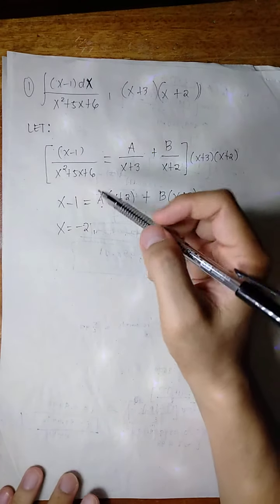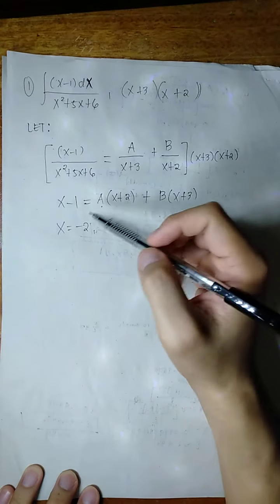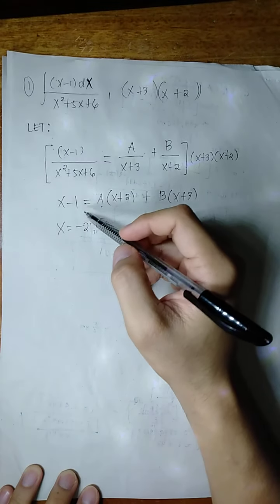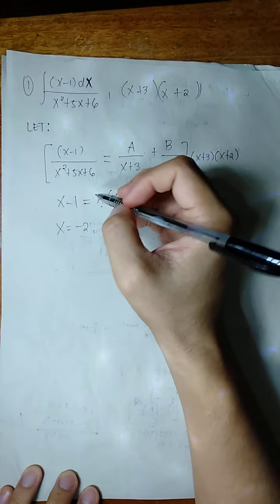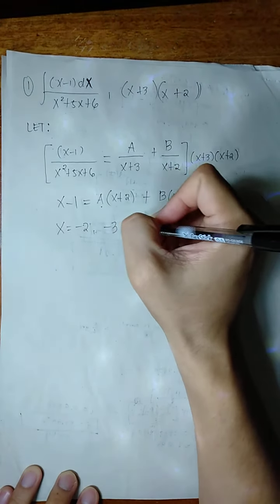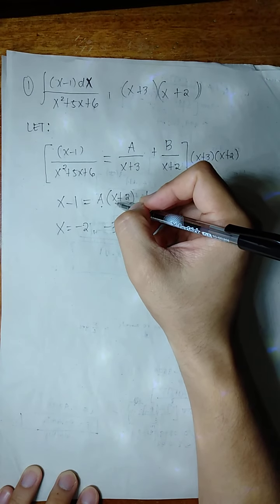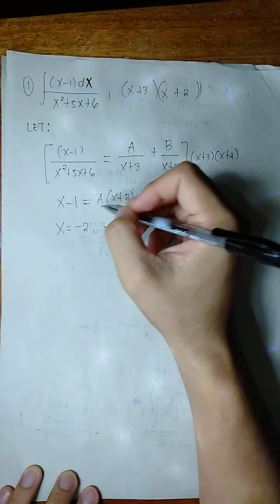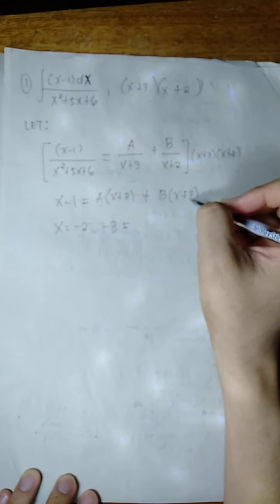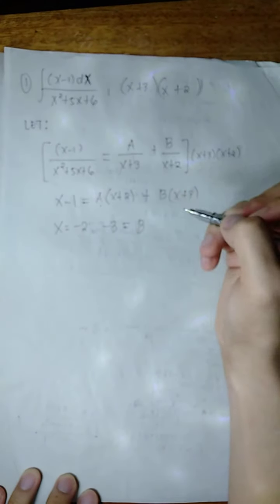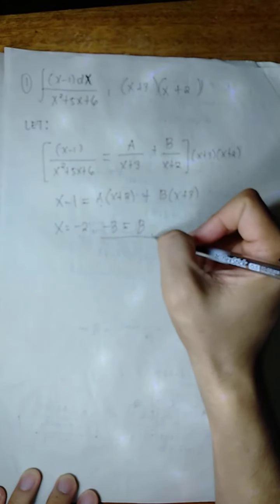We apply negative 2 to the whole equation. Substitute: negative 2 minus 1 is negative 3, equals negative 2 plus 2, that's 0, so 0 times A is 0, plus negative 2 plus 3, that's 1, times B, so B. It means B equals negative 3. That's easy, very easy to solve.